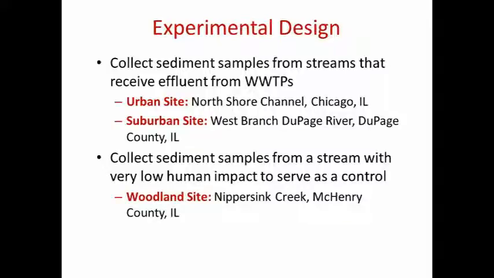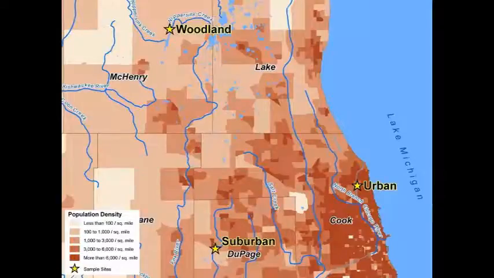So this is about the cleanest stream that we could find and still be in northern Illinois, right? So it's the best that we could do. So we had these three different sites. And these are the locations.